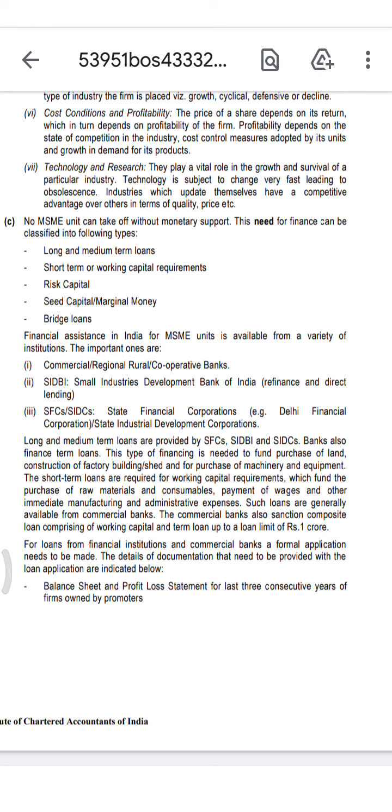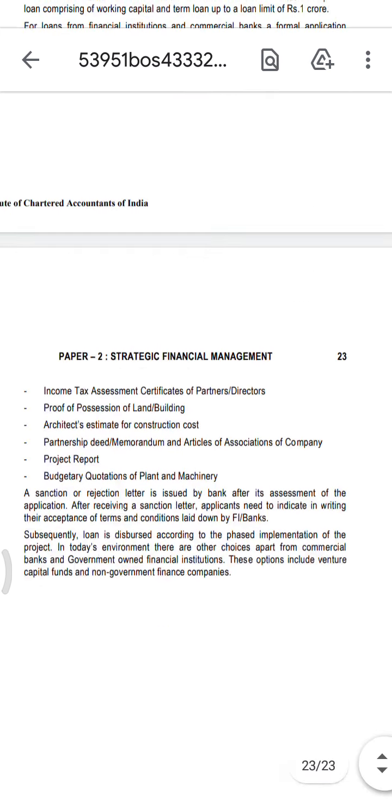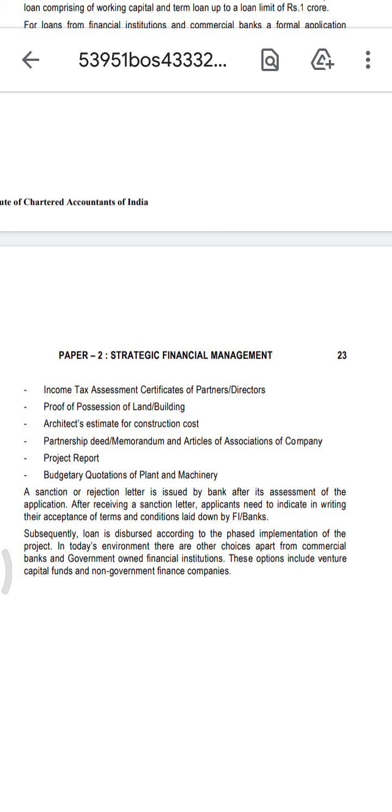The details of documentation that need to be provided with the loan application are indicated below. Balance sheet and profit and loss statement for the last 3 consecutive years of firms owned by promoters, income tax assessment certificate of partners or directors, proof of possession of land or building, architect's estimate for construction cost, partnership deed, memorandum and articles of association of company, project report, budgetary quotation of plant and machinery.